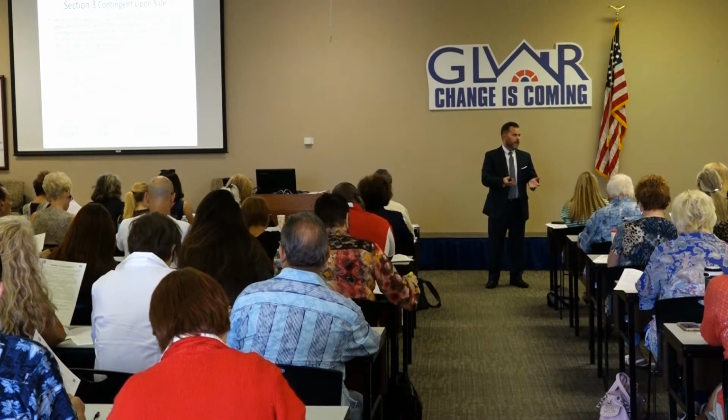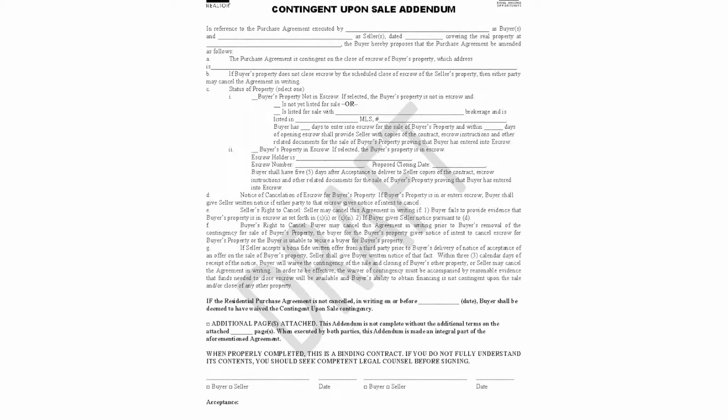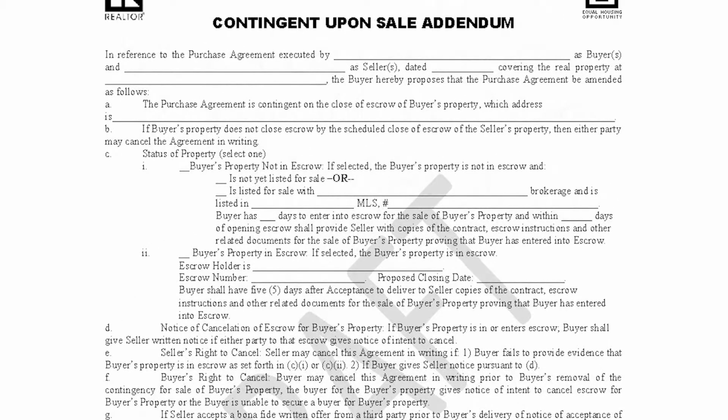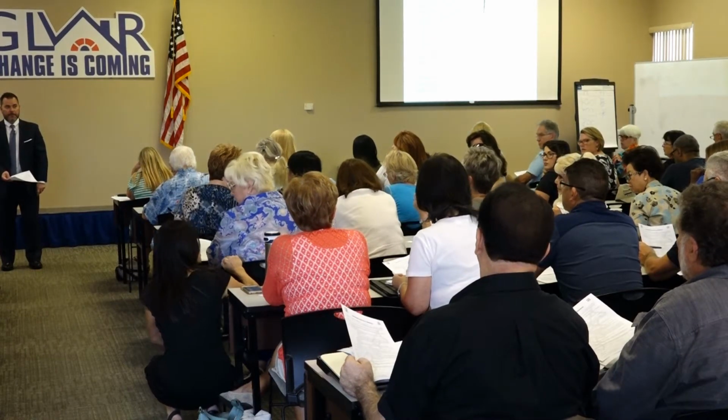Any questions about this? Yes, sir. I am assuming that in C, small i, where it says is listed for sale with brokerage and listed in, that's where you put it, if it's an out-of-state one? Yes, you would put that information right there. Okay. Any other questions?